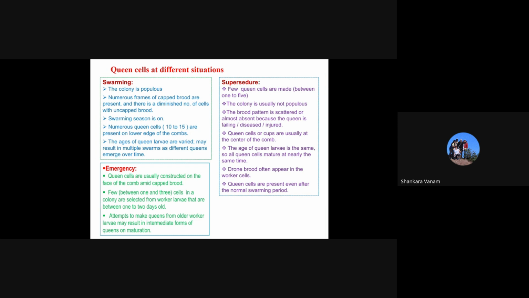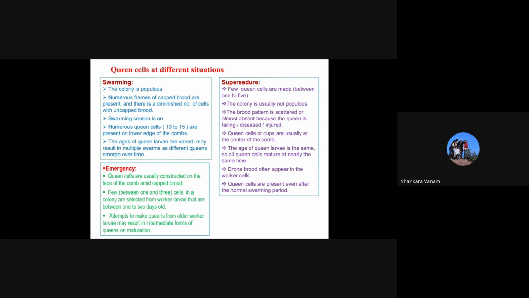Drone brood often appears in worker cells, because of the loss of fertility. The semen collected by the queen bee diminishes as time proceeds. Fertile eggs will be laid by the queen in the early stages of its life, and later, when the semen count in its spermatheca, that is the sac of the queen, reduces, the eggs laid by the queen will be unfertilized eggs. Thus it produces drone brood often.